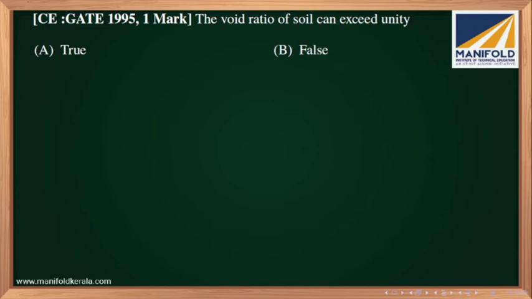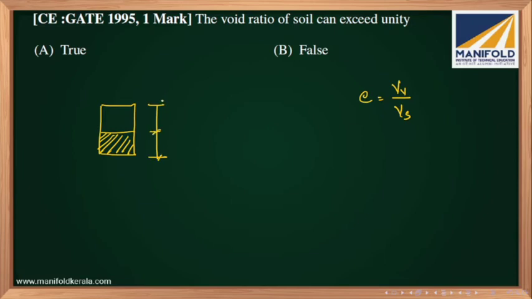The void ratio of soil can exceed unity. See, e is equal to volume of voids by volume of solids. So coming to the phase diagram of the soil, let it be a phase diagram of the soil.